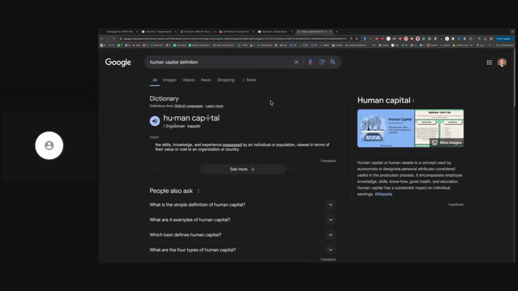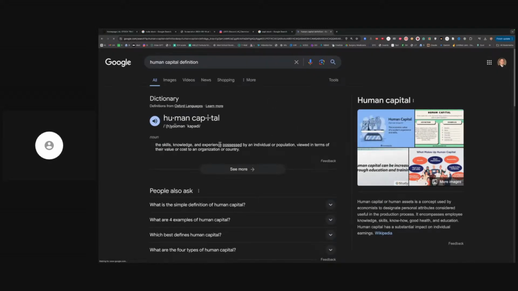No, let's look at the definition. You know what human capital is, right? Human capital is the skills, knowledge, and experience possessed by an individual or population, viewed in terms of their value or cost to an organization or country.